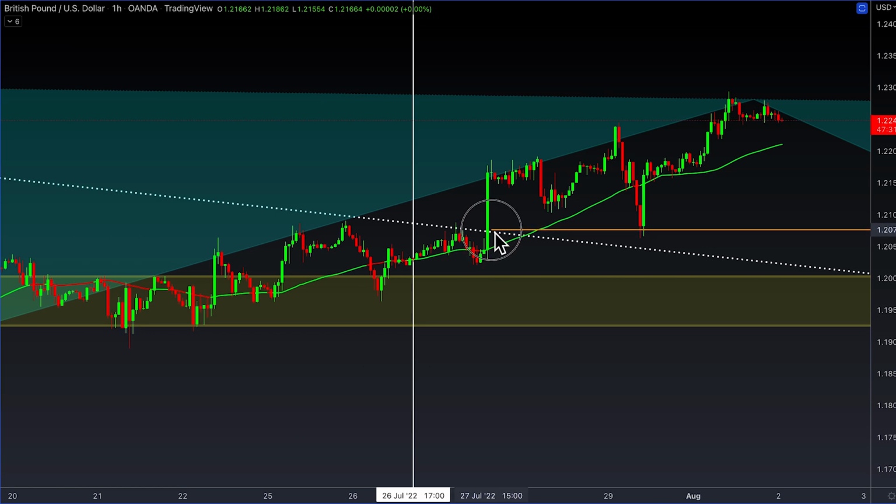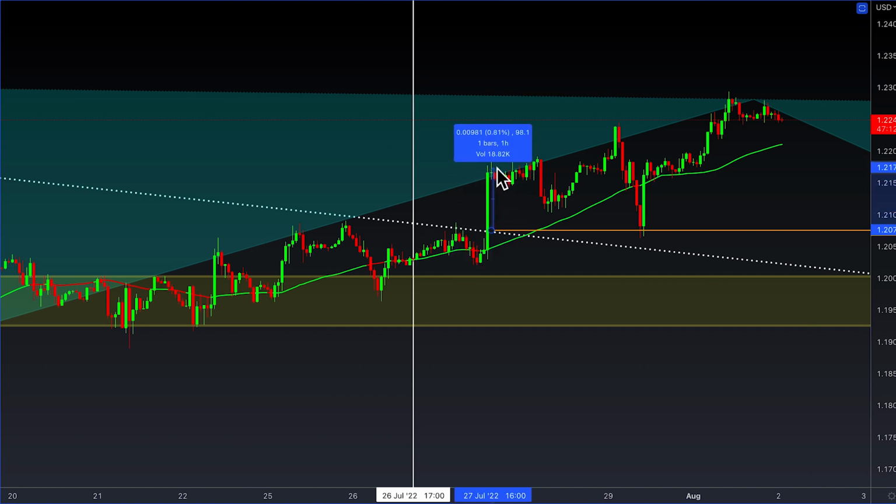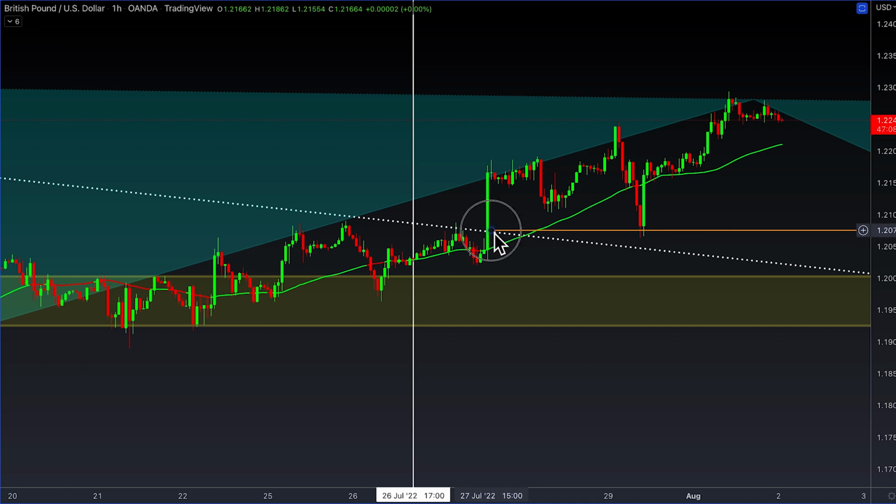I'm a breakout trader, so I catch these. And I didn't catch all of this. I caught about 25 pips of this and was done with it. All right. But look at this. Right up in here, 100 pips. Easy. And that's just the breakout of the trend line.